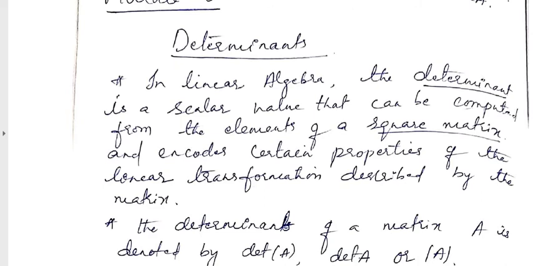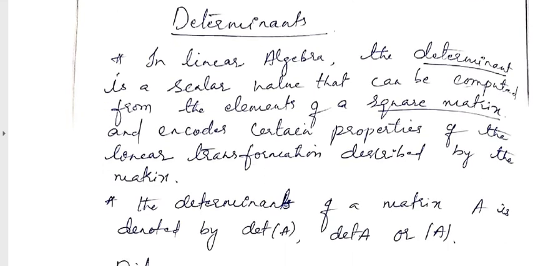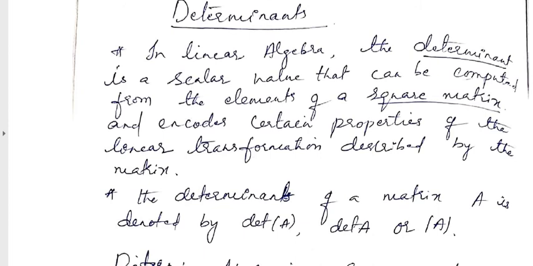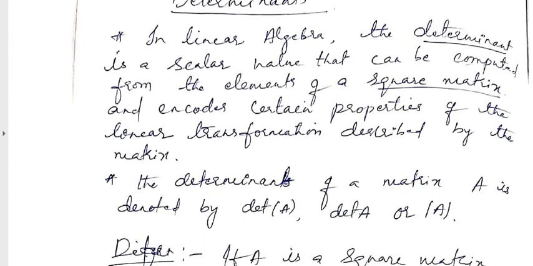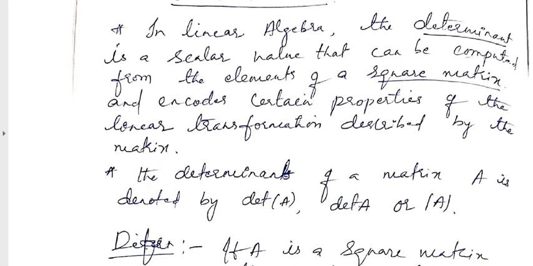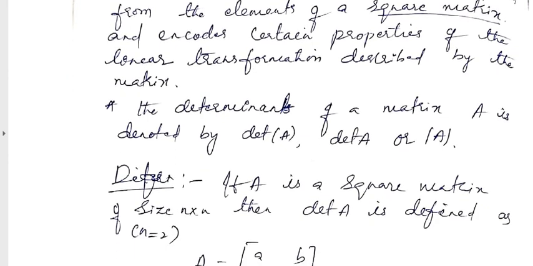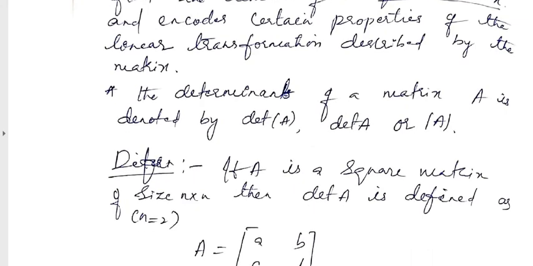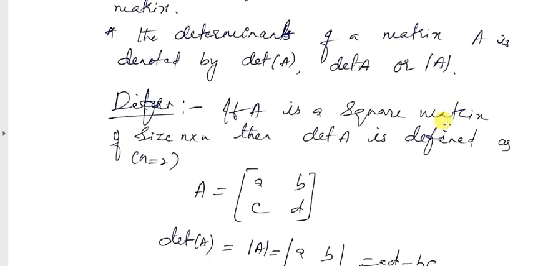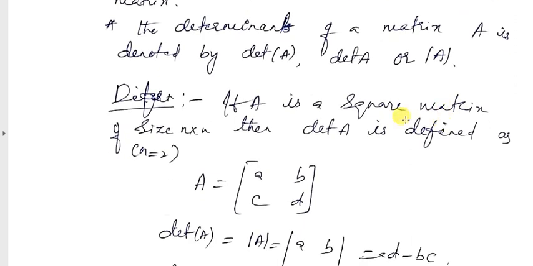In the introduction to determinants: in linear algebra, the determinant is a scalar value that can be computed from the elements of a square matrix and which encodes certain properties of the linear transformation described by the matrix. The determinant of a matrix A is denoted by det A or modulus of A, a single line we use to denote the determinant. So the definition goes like this.